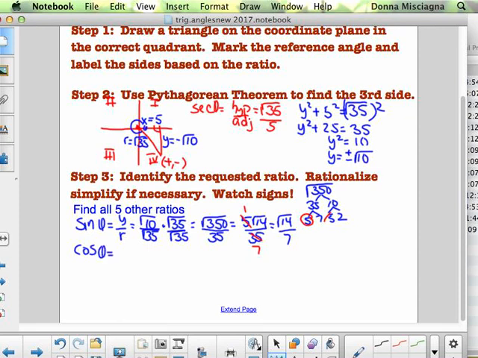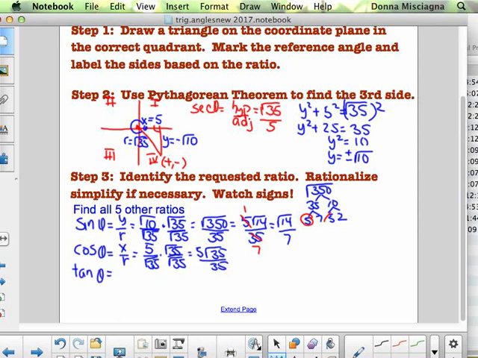Cosine theta is x over r. So that's going to be 5 over the square root of 35. This time we just have to rationalize. So that is 5 square roots of 35 over 35. I'm probably going to do one column and then the other column for whoever doesn't fit on this side.